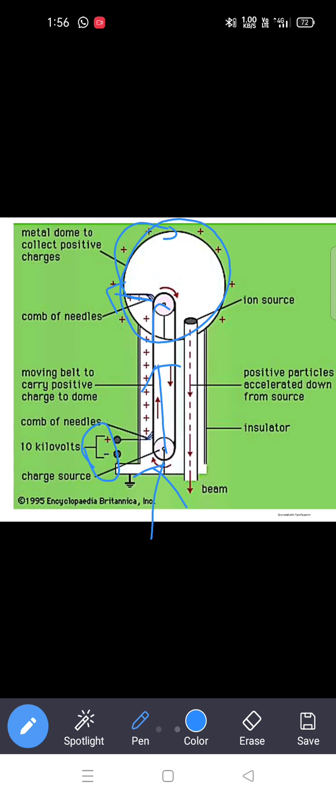Okay, so friction between the acrylic roller and the rubber belt means the lower comb sprays on a negative charge by induction. Here you can see there are two pointed combs. This is the lower comb, and this is the upper comb. So what does the lower comb do? The lower comb sprays the negative charge by induction, and the upper comb sprays positive charge to leave negative charge on the dome.